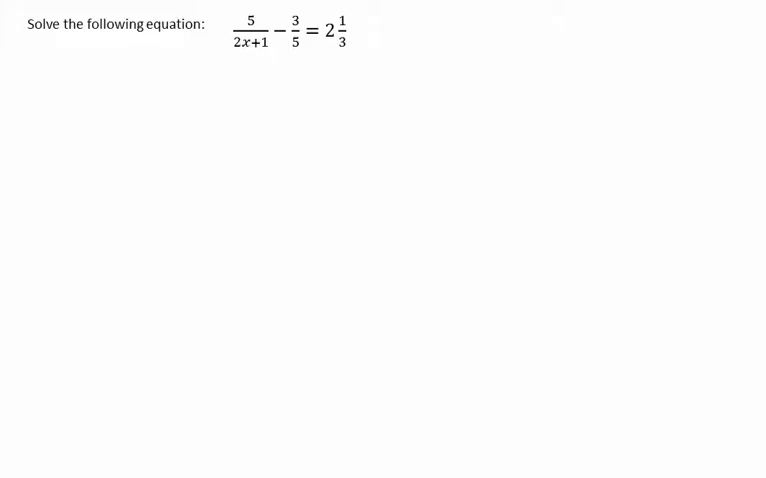Solve the following equation. To solve rational equations, which are equations involving rational expressions, first of all, convert any mixed fractions to improper fractions. In this case, the 2 1/3 has to be converted to 7/3.